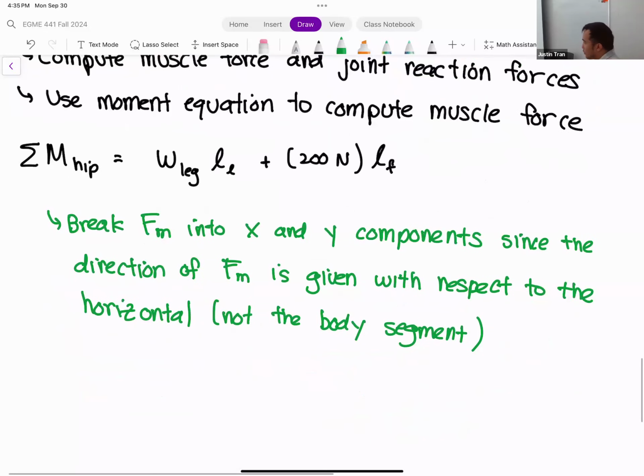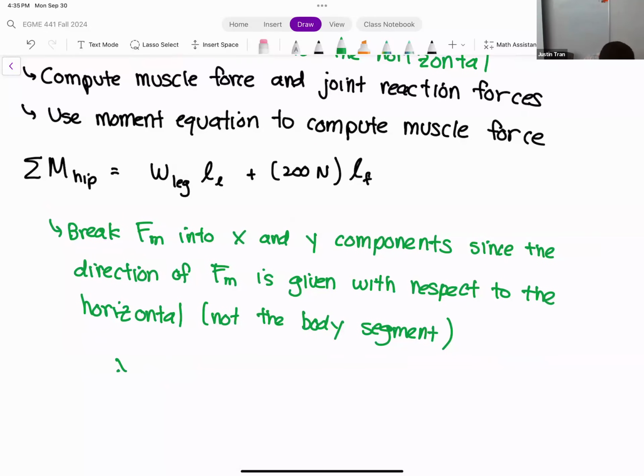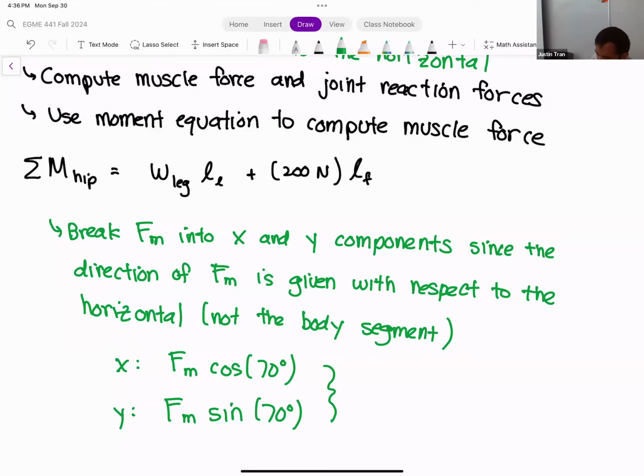And so because that angle is given to us with respect to the horizontal, the x component of FM is going to be FM cosine of 70 degrees, okay? And the y component will be FM sine of 70 degrees, okay? Each of these two components here are going to contribute to the moment equation. So we have to account for both of them.